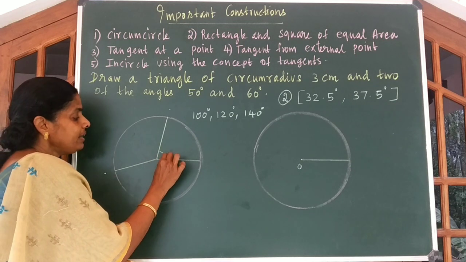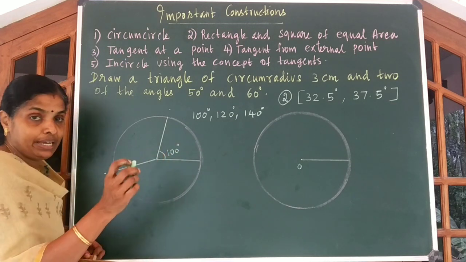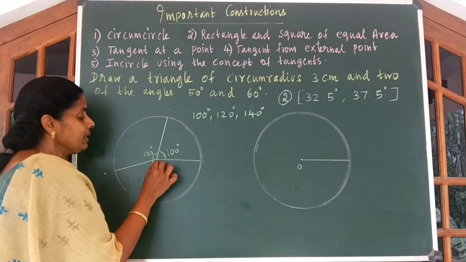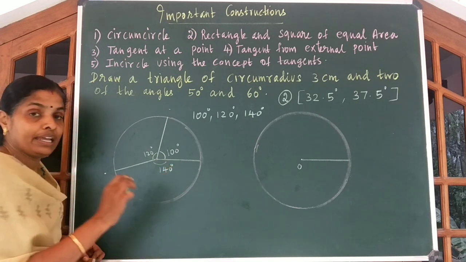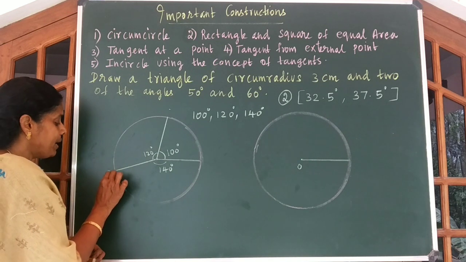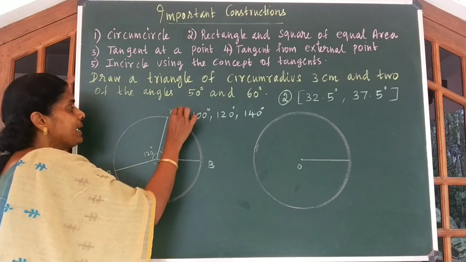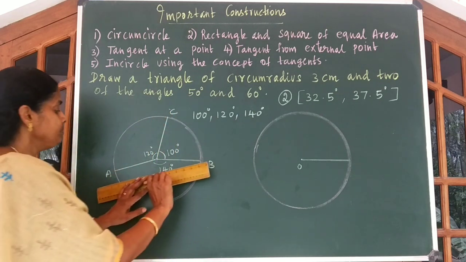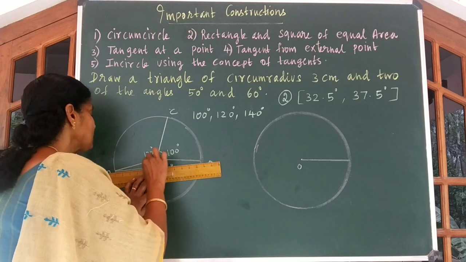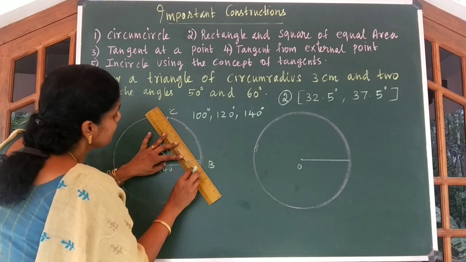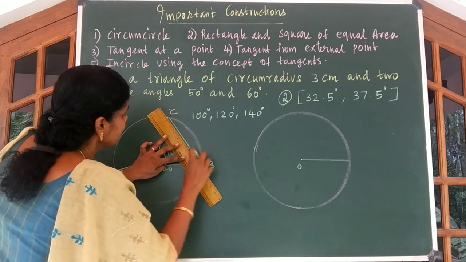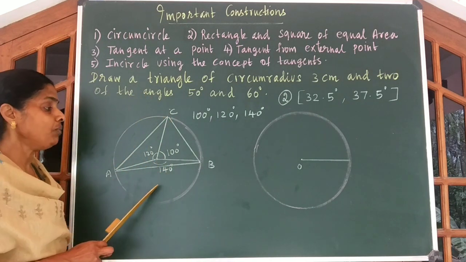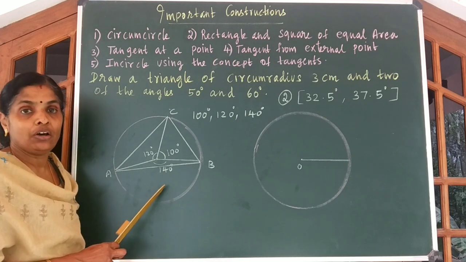So we have taken 100 degree here and we have measured 120 degree here. The remaining angle is equal to 140 degree. Now name these 3 points as the vertices A, B, C of a triangle. Now join A, B and C using your scale. So this is how we draw the circumcircle of a triangle.